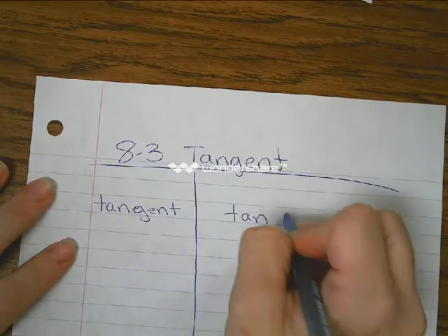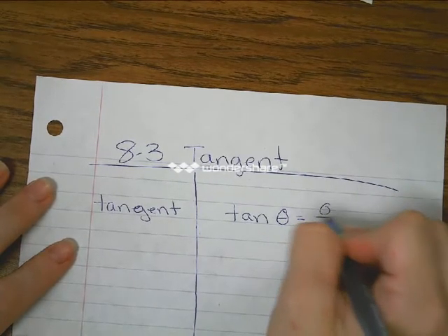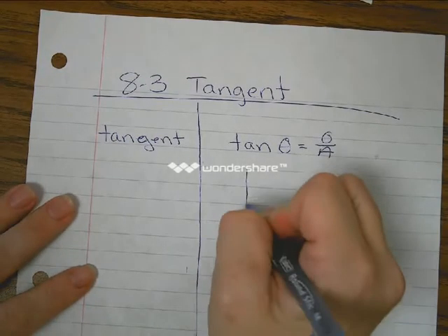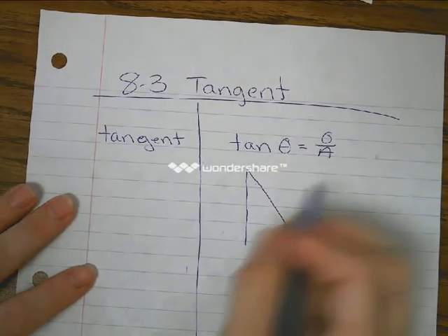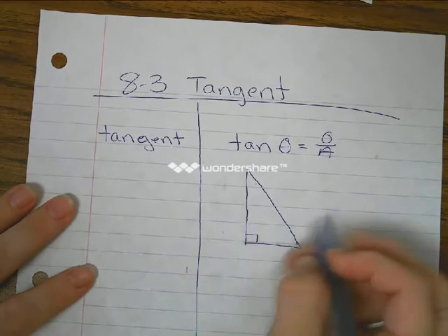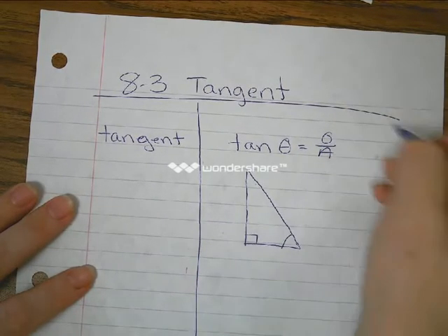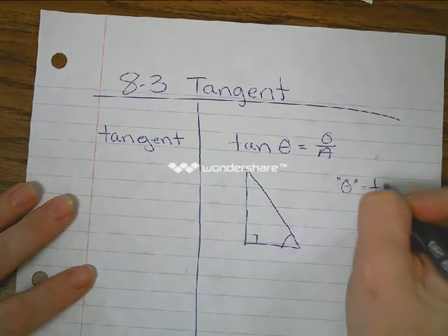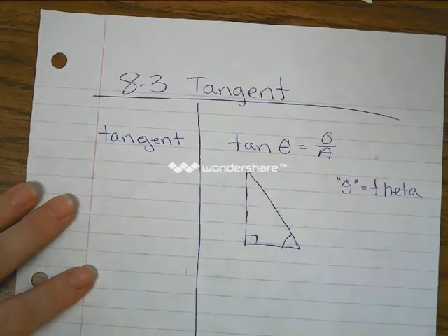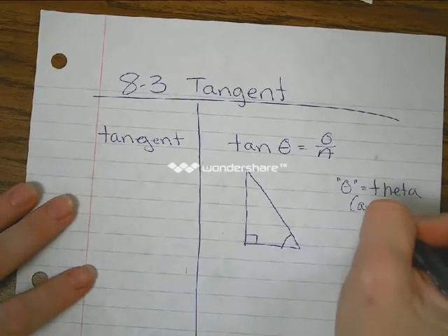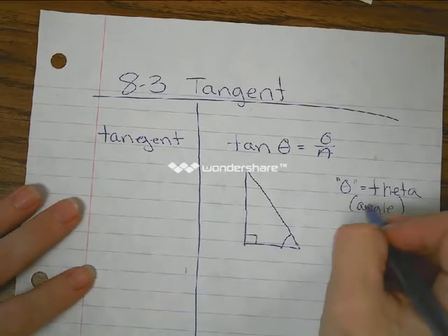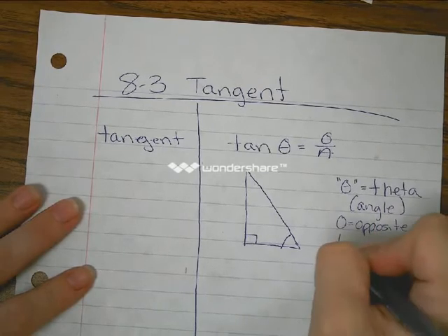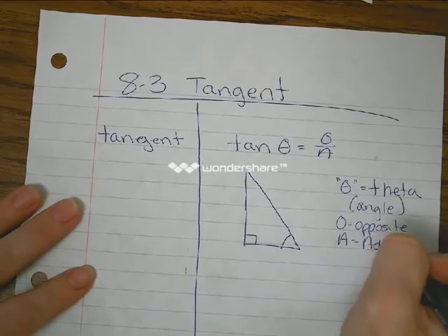So tangent of theta equals opposite over adjacent. So what does opposite and adjacent mean? Now, first of all, what is theta? That symbol is a Greek letter, and we pronounce it theta, and it's always used for the angle. Okay. O stands for opposite, and A stands for adjacent.